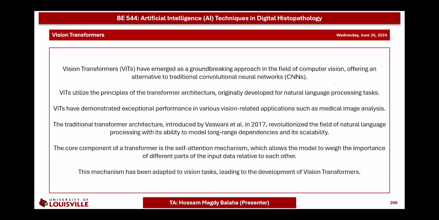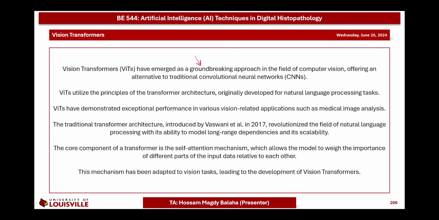Vision transformers have emerged as a groundbreaking approach in the field of computer vision, offering an alternative approach to traditional CNNs. Vision transformers inherit and utilize the principles of the transformer architecture, which was originally developed for natural language processing. Practically, vision transformers have demonstrated exceptional performance in various vision-related applications such as medical image analysis.